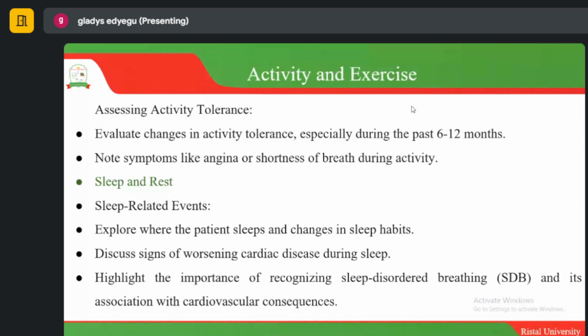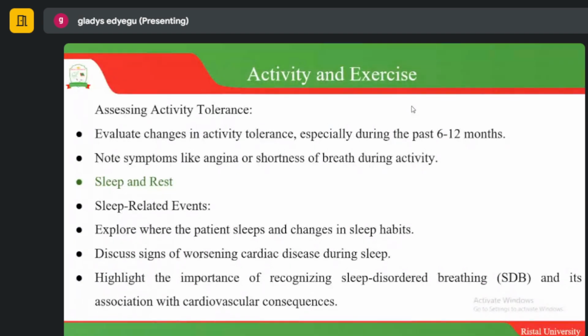So in assessing activity tolerance, evaluate the changes in activity tolerance, especially during the past 6 to 12 months. Ask them, what have you been doing? What kind of activities? Do you do exercises? What kind of exercise? For how long do you do it? And so forth. Then note symptoms like angina or shortness of breath during activity. And I remember saying this several times.